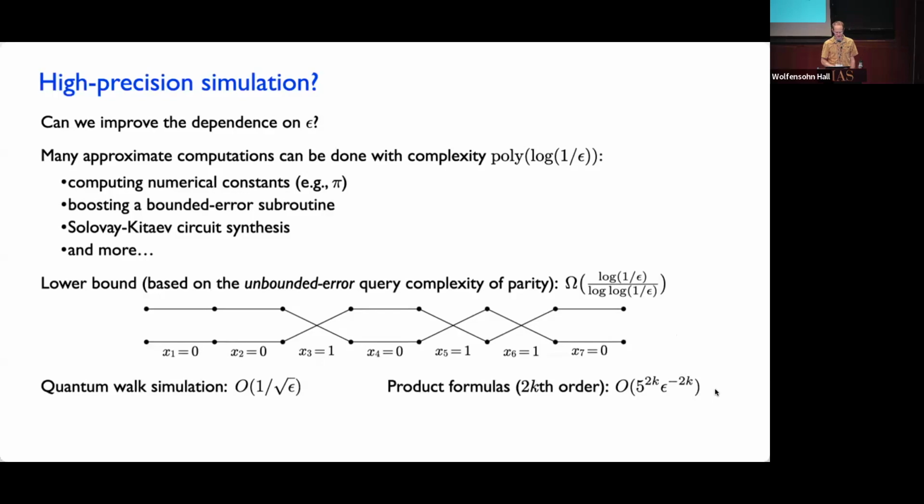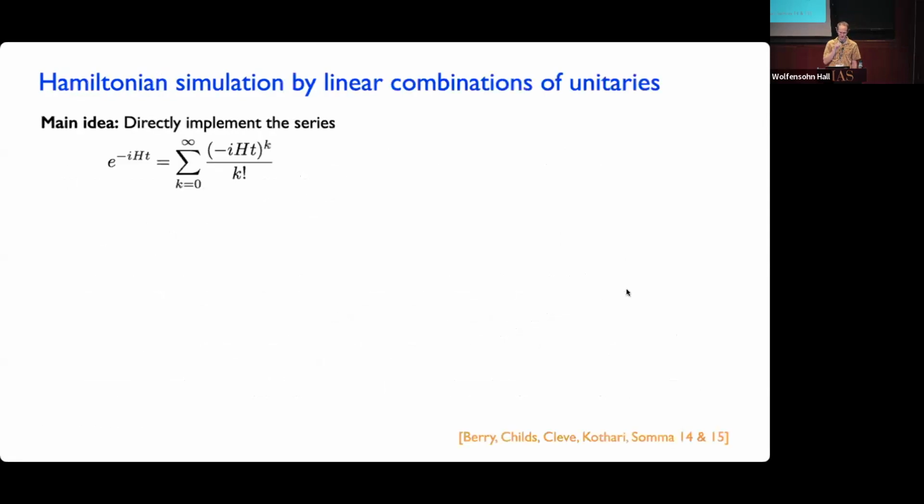Okay, so this is the question: can we do better? Can we get closer to achieving this? It turns out we can actually achieve this. We can give a Hamiltonian simulation method, not using these product formulas but using some other ideas, which gets us all the way down to log 1 over epsilon, even with the log log 1 over epsilon denominator.